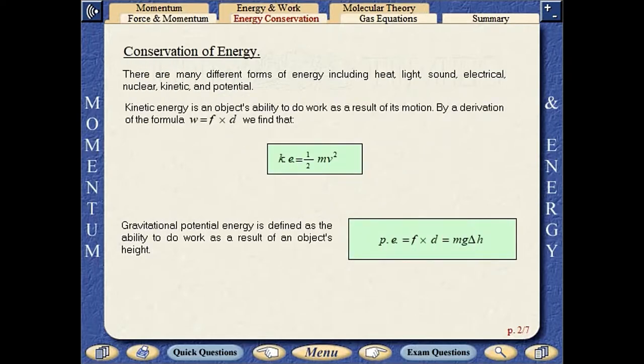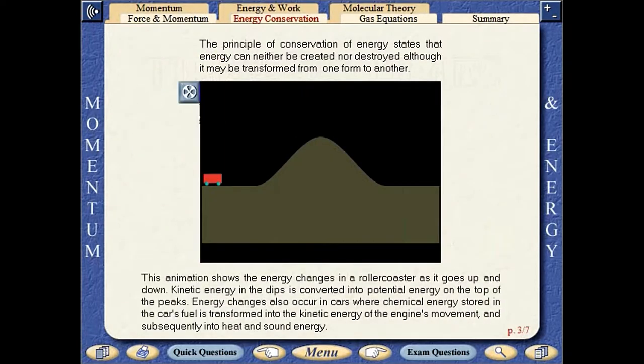There are many different forms of energy, including heat, sound, electrical, kinetic, and potential. Kinetic energy is an object's ability to do work as a result of its motion. Gravitational potential energy is defined as the ability to do work as a result of an object's height. The principle of conservation of energy states that energy can neither be created nor destroyed, although it may be transformed from one form to another.